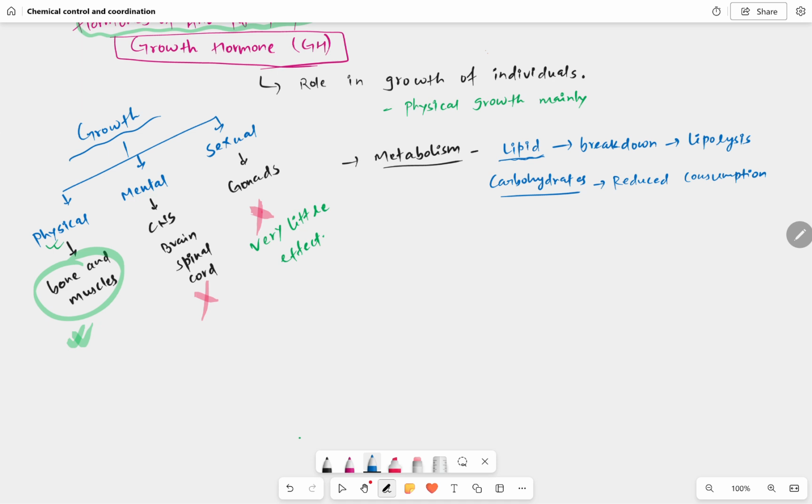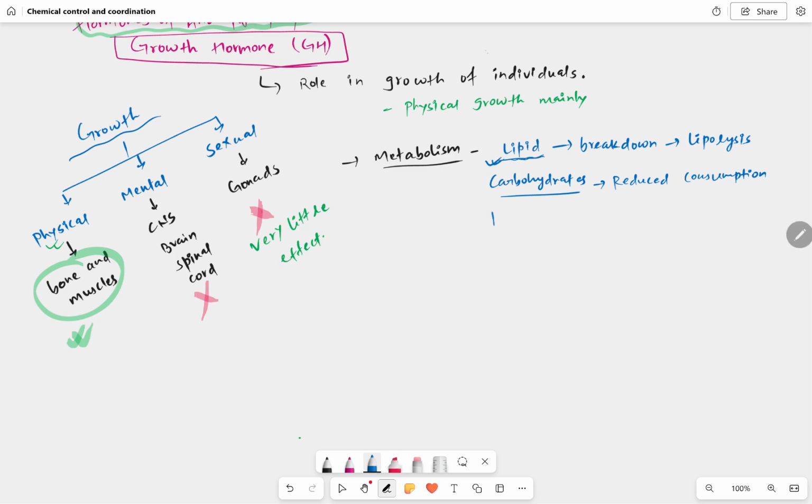Carbohydrate is not actively consumed, because if lipid is the preference, then carbohydrate will be shut down or show less effect, and if carbohydrate is the preference, then lipid will be stored. So these two compounds, lipid and carbohydrates, work in opposite ways. If one goes into metabolism, the other will be stored, and if the other goes into metabolism, the first will be stored.